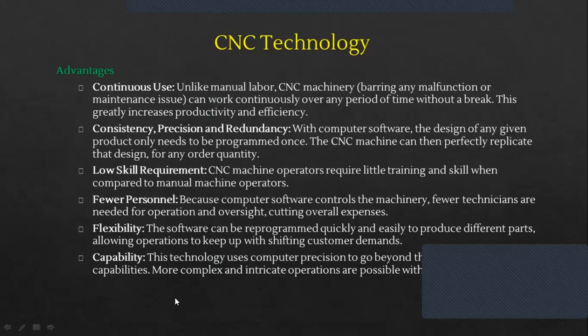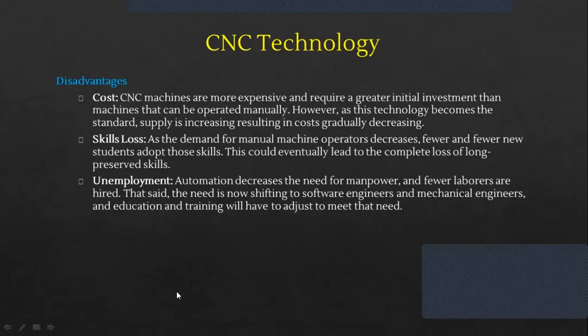So then the disadvantages. Cost. They are more expensive, isn't it? Costing in lakhs, right? CNC machines are more expensive and require a greater initial investment than machines that can be operated manually. However, as this technology becomes the standard, supply is increasing, resulting in cost gradually decreasing. So more and more machines are being produced. And also as the technology develops, there is some decrease in the price, because the same machine can be produced efficiently with less cost.